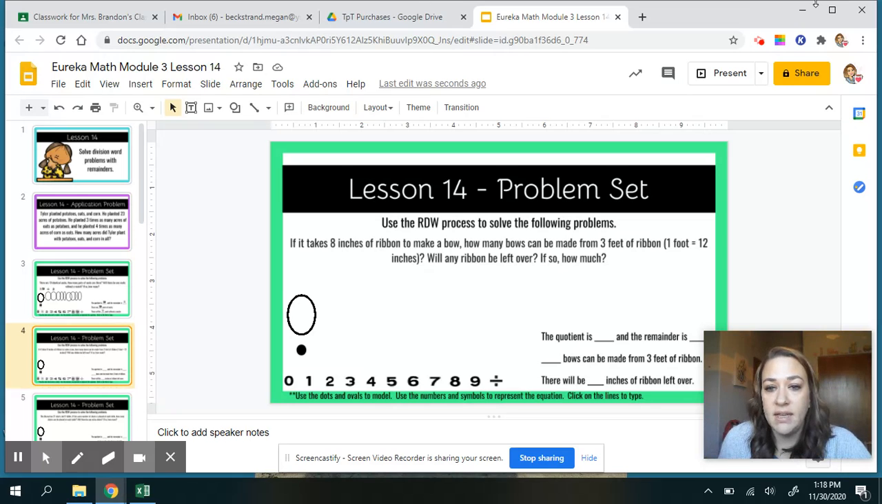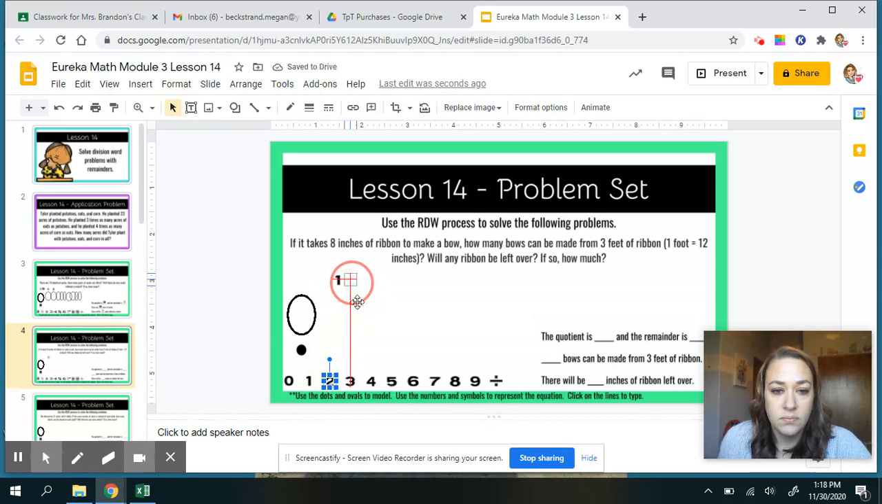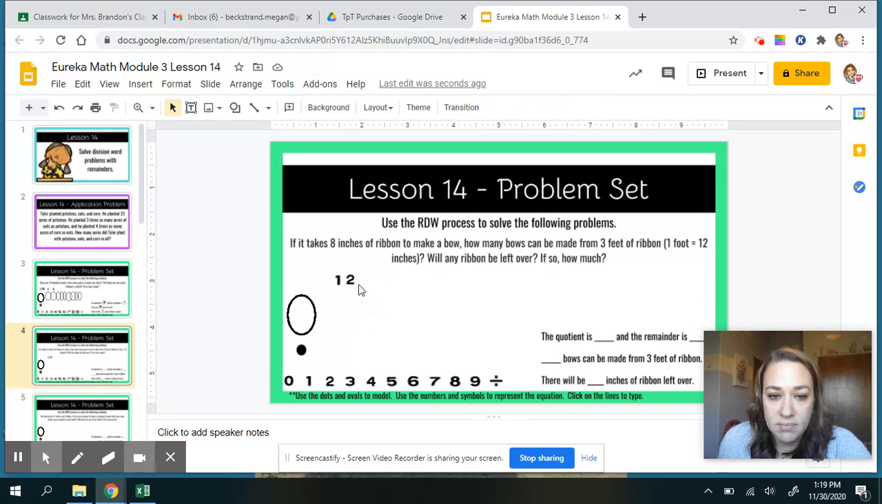So we're going to take 3 feet, and we know each foot is 12 inches, so we have to multiply to find out how many inches we have. We're going to take 12 and multiply that. I don't have a multiplication sign. Multiplication, times 3.